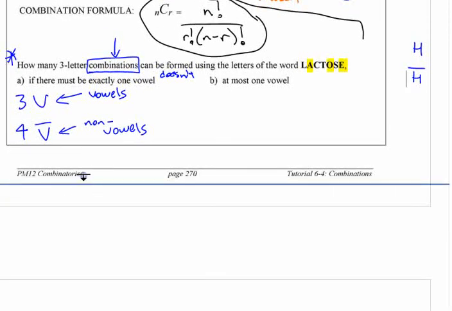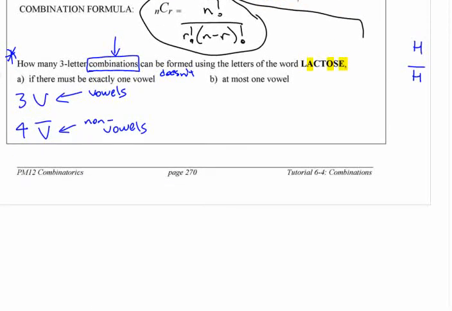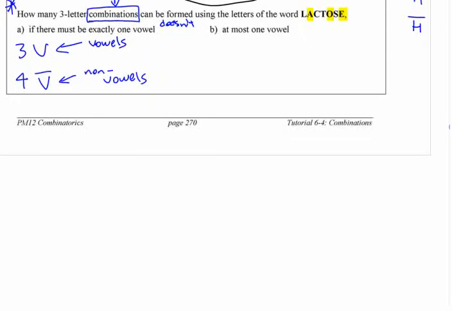I need a bit more space. I didn't really give you tons of space. I'm sure you're writing smaller than I am. But we're going to work this out here. If there must be exactly one vowel, what's another way of saying that? I know this sounds kind of silly with the word exactly in there. Mathematicians use the word exactly just to avoid anything that's unclear. Does this word have a vowel in it?